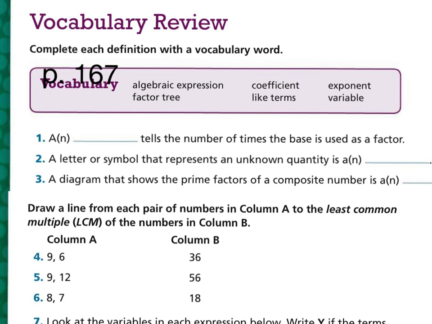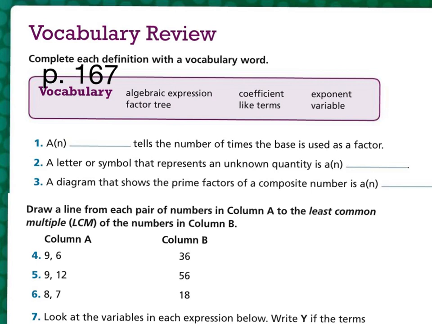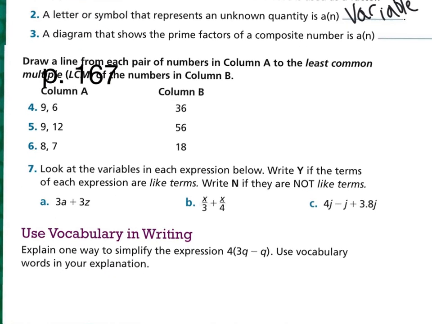Number 2, a letter or symbol that represents an unknown quantity, and that would be a variable. And number 3, we've already talked about, that would be a factor tree. Least common multiple, that was from the first part of the chapter as well.